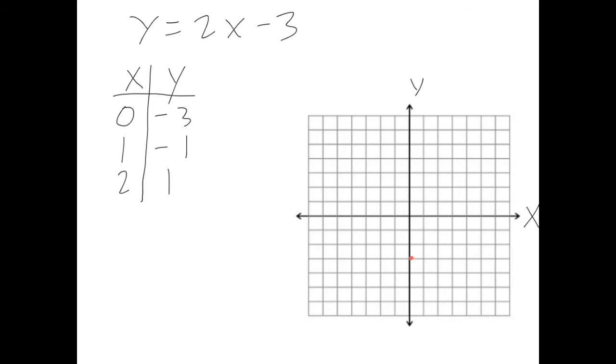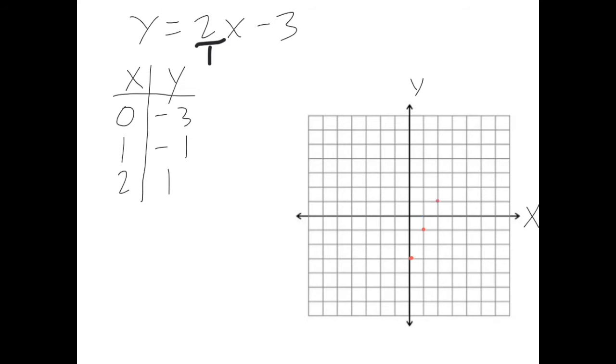Anytime you have a number in front of x, you think rise over run. So you want to look at this as a fraction. So we'll put this over 1, because any number by itself is over 1. Then it's rise over run. So we go up 2 and over 1. And then we'll do it one more time. Up 2 over 1.